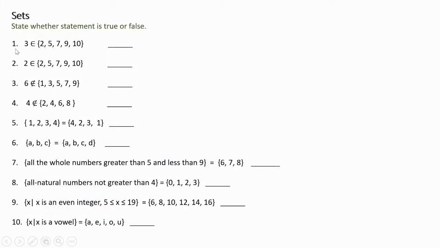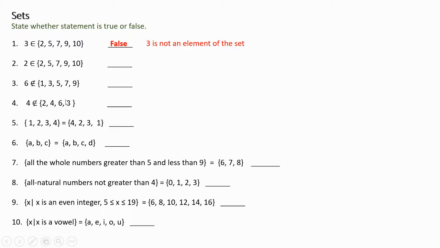Now, state whether the statement is true or false. On number 1, it's saying 3 is an element of the set 2, 5, 7, 9, 10. Is that true or false? It's false, right? And here's the reason why. 3 is not an element of the set.